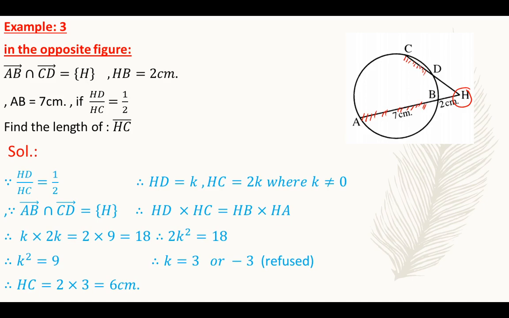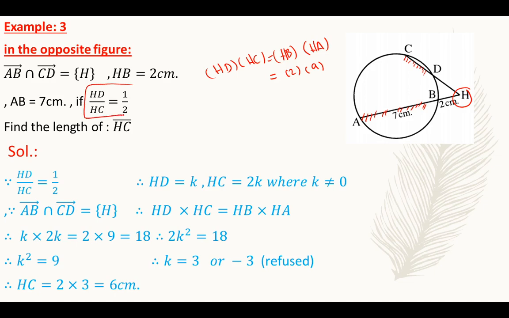And here we know that if the two chords intersect outside the circle, then from H to the start point of the chord, HD, multiplied by HC, equals H to the start of the chord, which is HB, multiplied by H to the end of the chord, which is HA. So HD multiplied by HC equals HB multiplied by HA. Okay, now you have HB equals 2 and HA will be 2 plus 7, which equals 9.